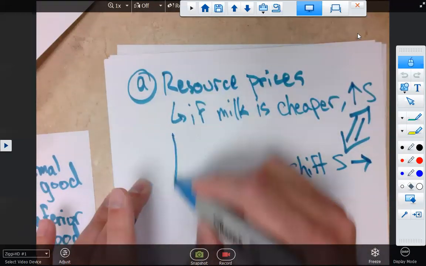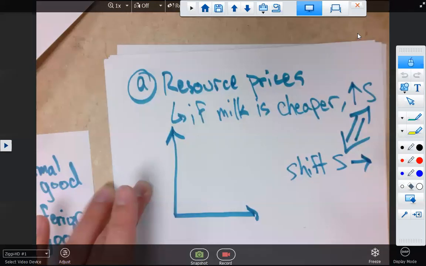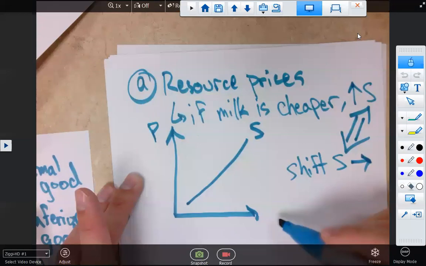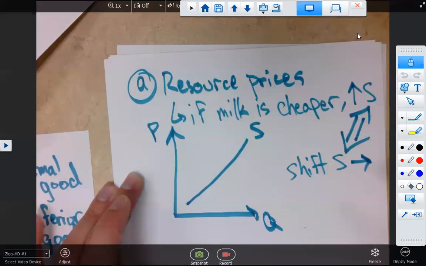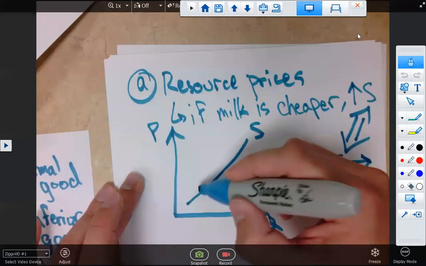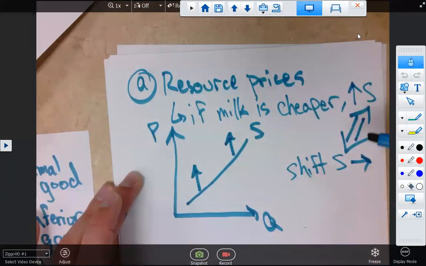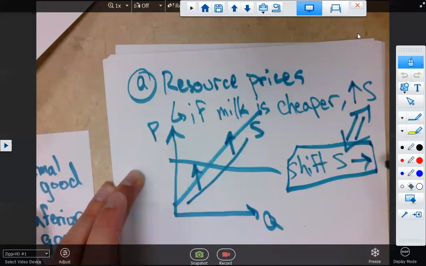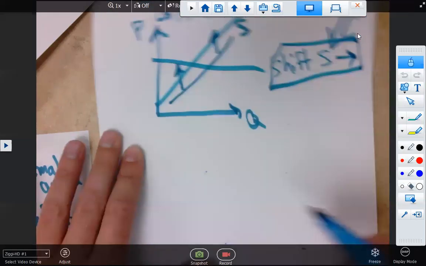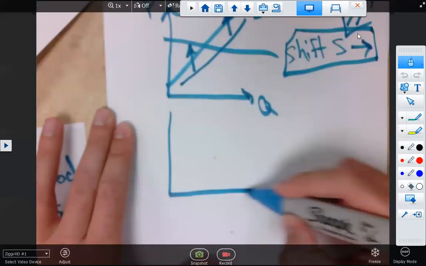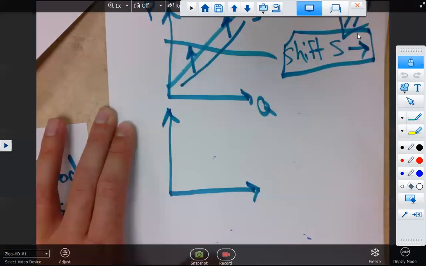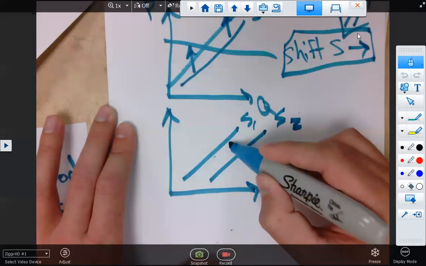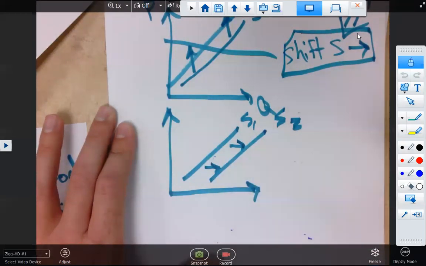So the supply curve is really easy to kind of mess up, because since it's upward sloping, sometimes people think an upward shift in supply is this. It's not. That's wrong. That's why I really want you guys to start thinking about shifting stuff to the right or to the left. Okay? So the correct way, if milk is cheaper, what happens to supply? It's going to increase. And so it's a shift outwards of supply. That's correct.